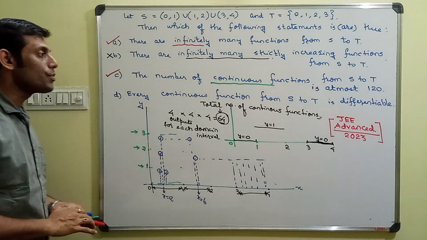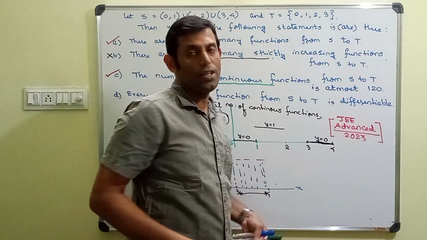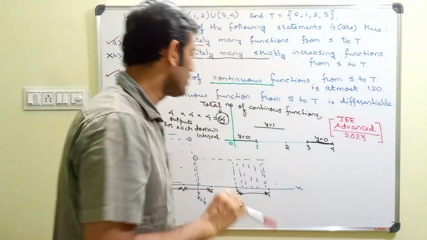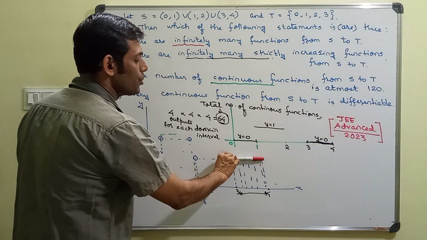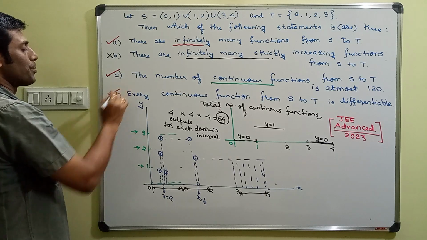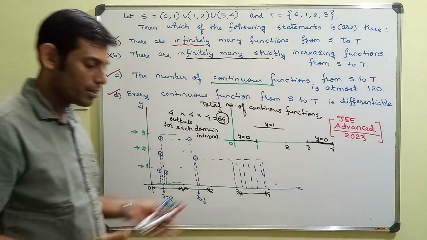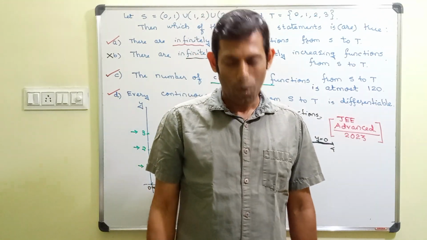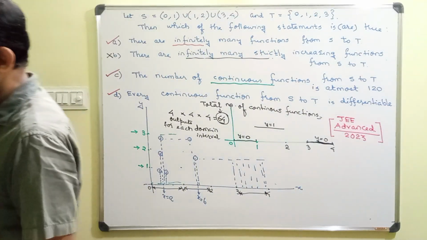Now every continuous function from S to T is going to be differentiable because it's going to be a straight line function. A straight line function is definitely going to be differentiable. It will have a slope 0. So this is an acceptable solution. This is the nutshell of this question. Hope you have followed this and understood.